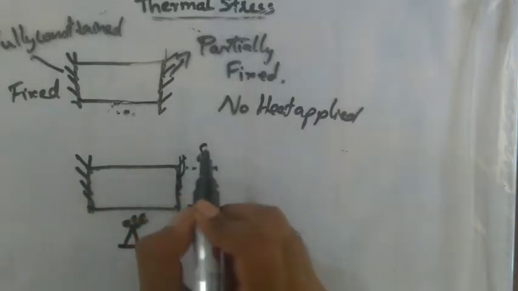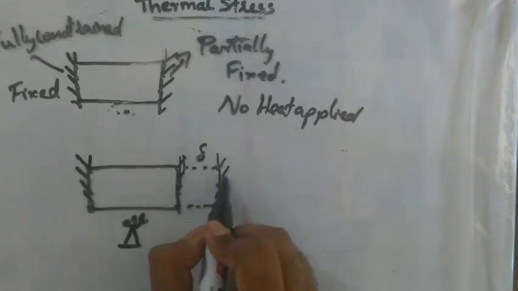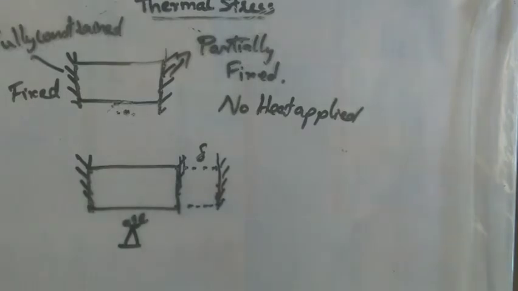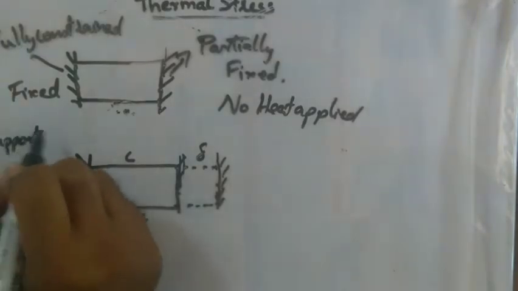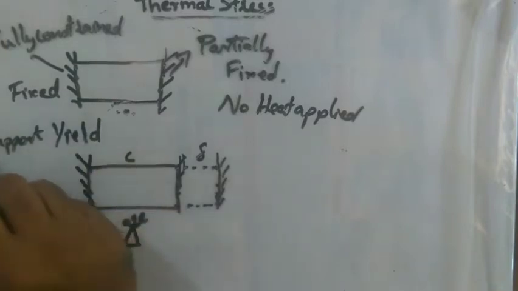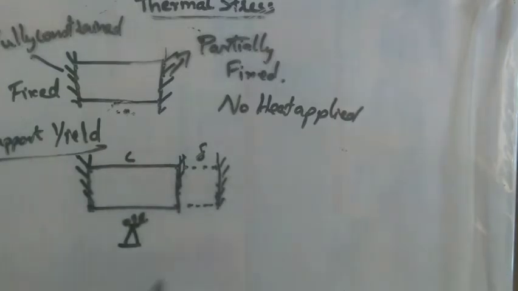Let this be delta. It gets constrained in one position, so it can extend only up to this delta, and this is the original length. This topic comes under support yield. Thermal stresses with support yield come under this.